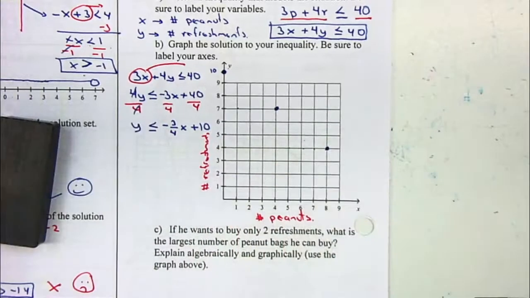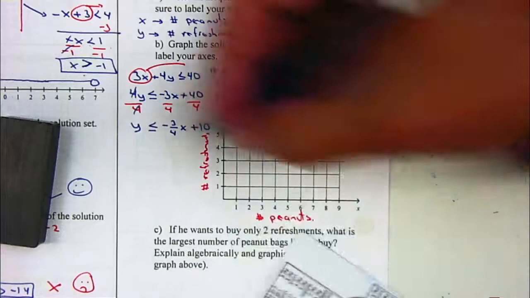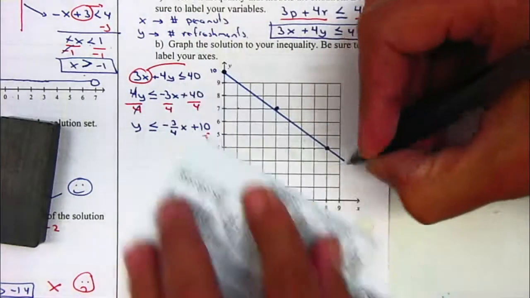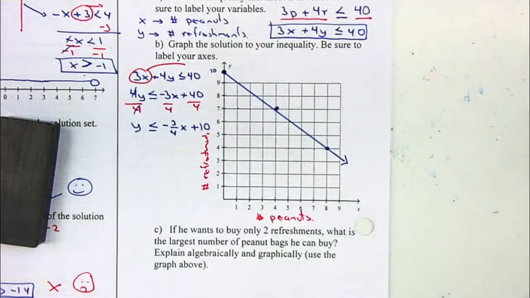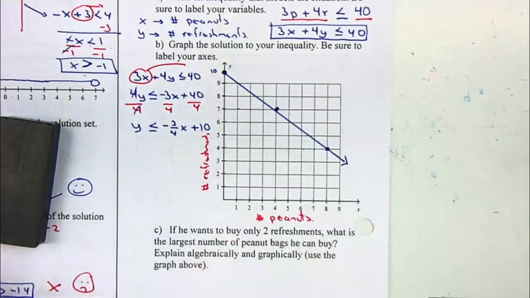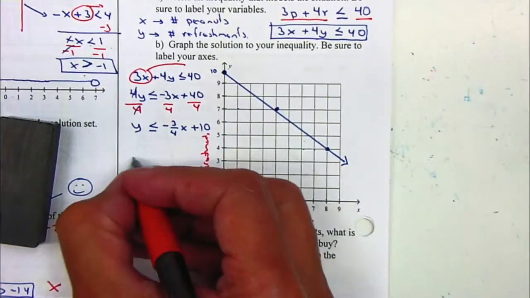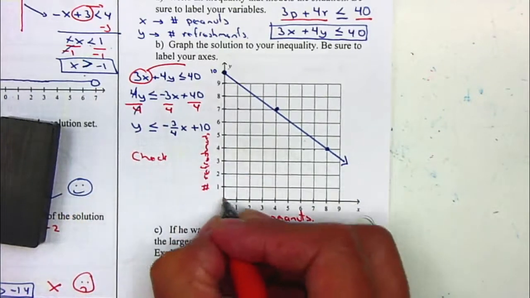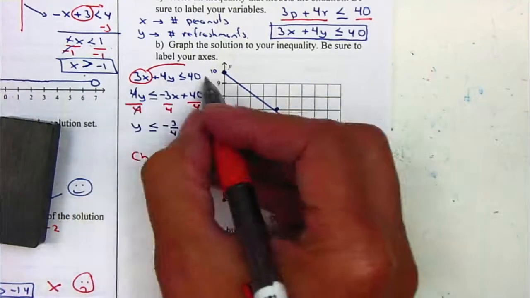I need to decide if this is going to be solid or dash. In this case, because there's an equal sign, I know it's going to be a solid line. Then I need to decide whether I must shade one side or the other. I just need to check a point, so I'm going to check 0, 0. 0, 0 is the easiest point to plug in. And we want to plug into the original equation.